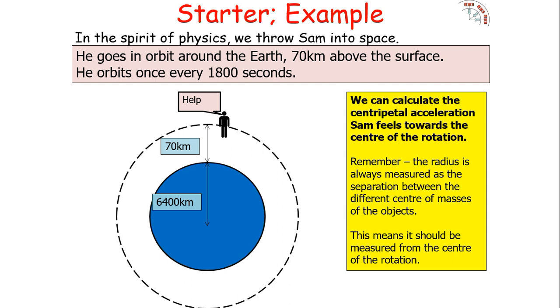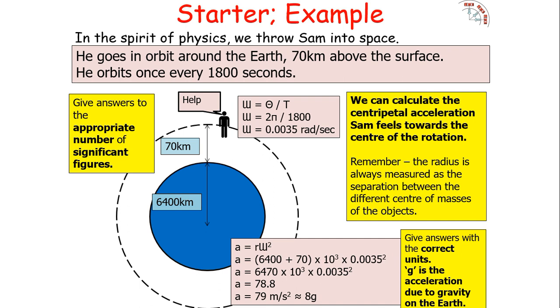So let's have a look at a question on this. In the spirit of physics, we throw Sam into space. He goes into orbit around the Earth 70 kilometers above the surface, and he orbits once every 1,860 seconds. We can calculate the centripetal acceleration Sam feels towards the center of rotation. Remember, the radius is always measured as the separation between the centers of mass of the different objects. So we're not measuring from the surface of the Earth, rather we're measuring from the center of the Earth. So let's look at how we answer this question. We've got to work out angular velocity first. That's the change in angle over time.